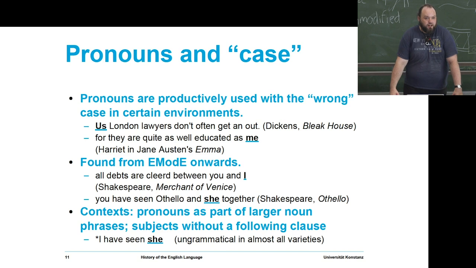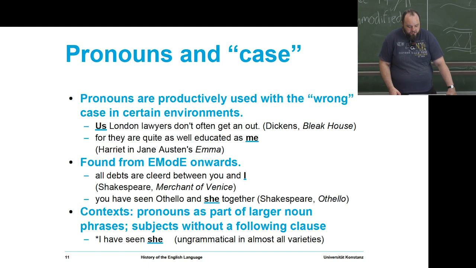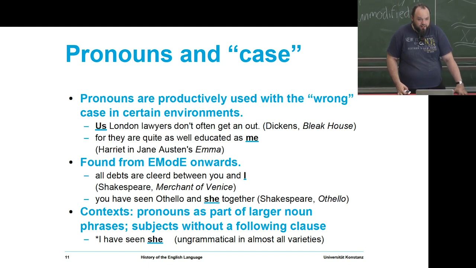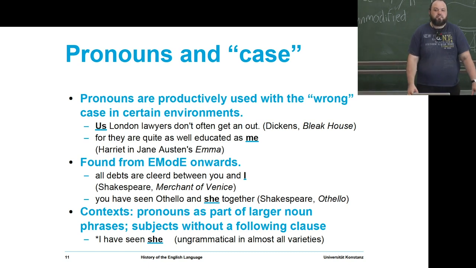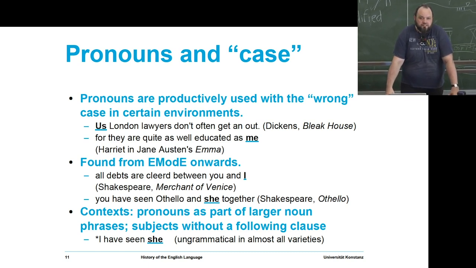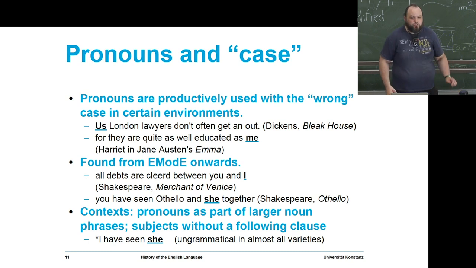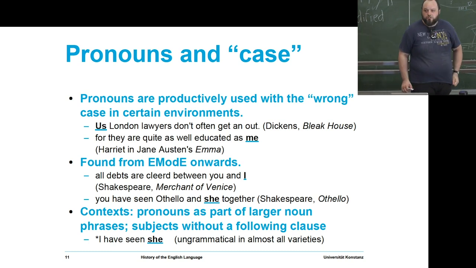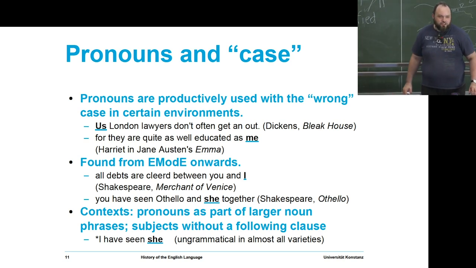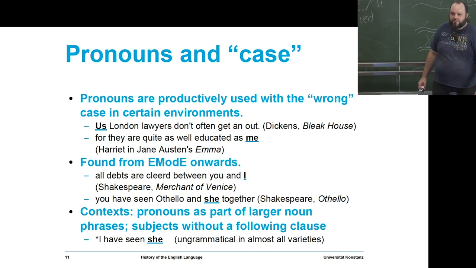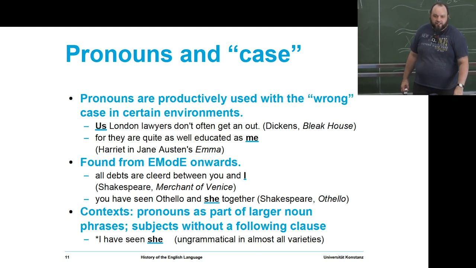Typically cases with a slightly unusual syntactic structure, like coordination, you and I, or ellipsis, like as well educated as me. And in some of these cases, it's actually virtually ungrammatical to use the prescriptively correct form. If you knock on someone's door and the person says, "Who's there?" and you respond, "It is I," right? You will sound like some sort of cliche out of the 15th century, right? It is I. You have to say, "It is me."